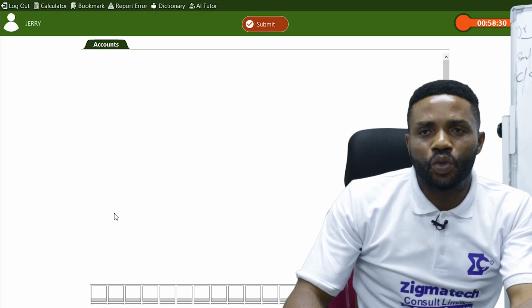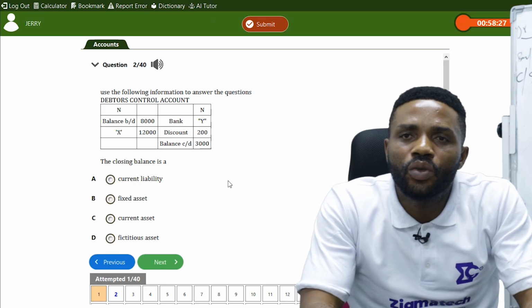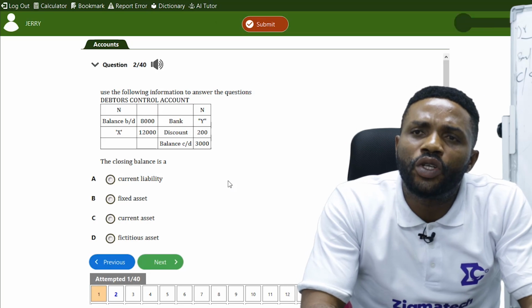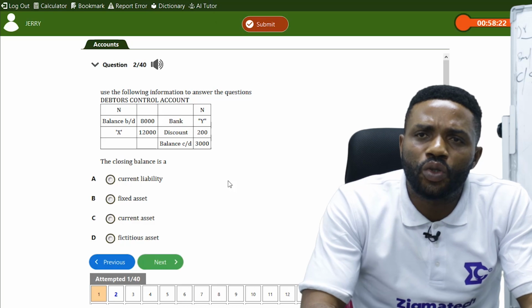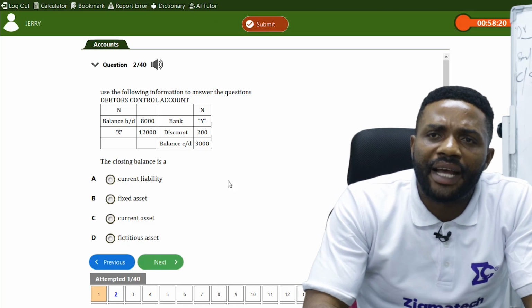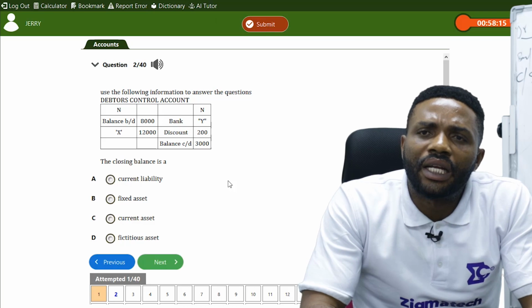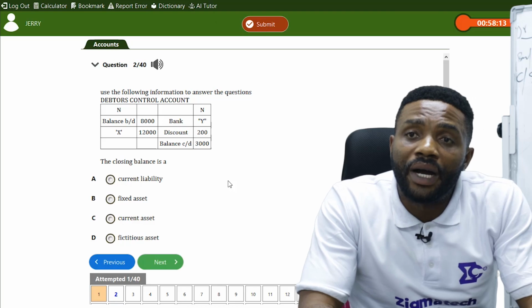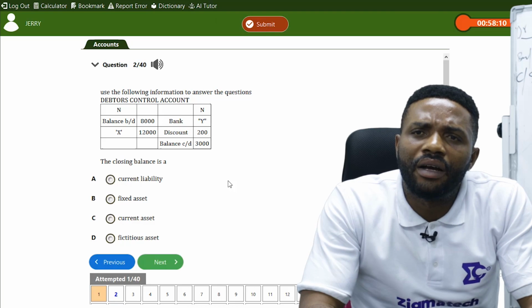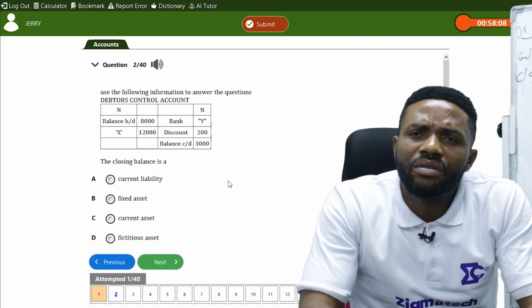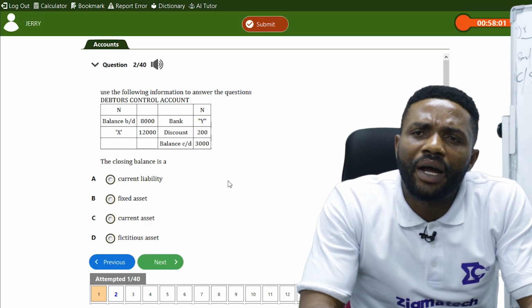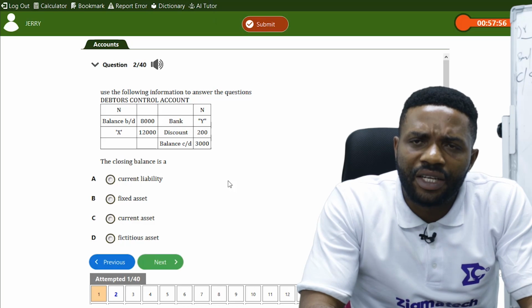Let's look at question 2. All right, question 2, we use the following information to answer the questions. Debtors Control Account. We have our balance brought down, which is 800, and then we have bank, then we have discount. Our discount is 200, and then our balance carried down is 3,000. The closing balance is a dash.